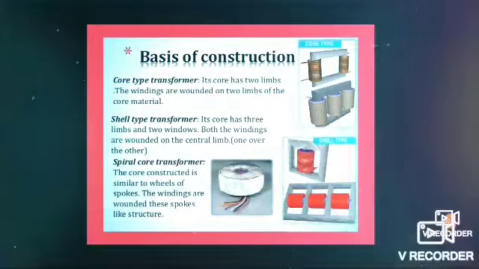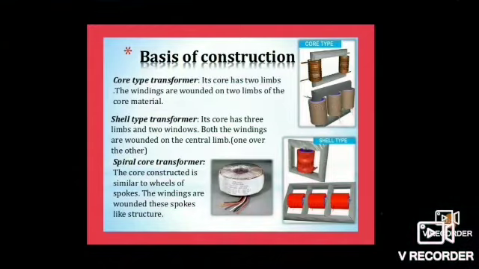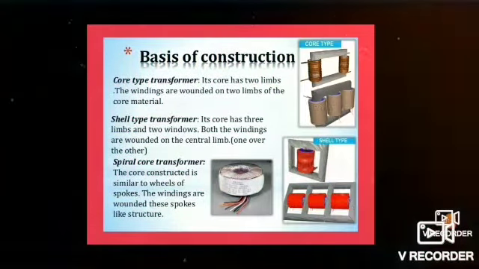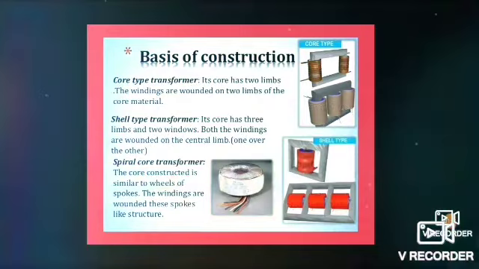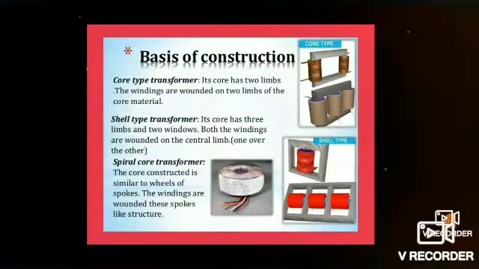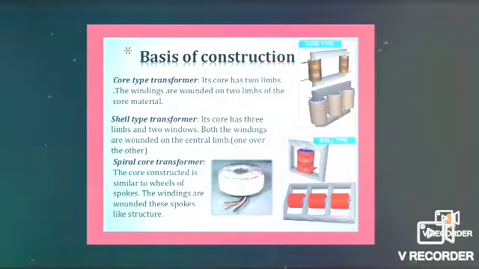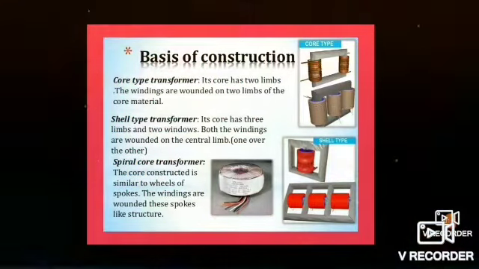For the core type transformer, see the first one. In the core type transformer, its core has two limbs. The windings are wound on two limbs of the core material. For the single phase. For the three phase transformer, there are three limbs.